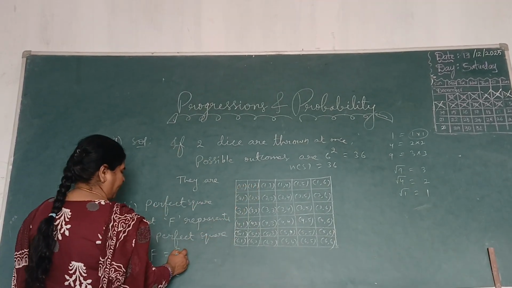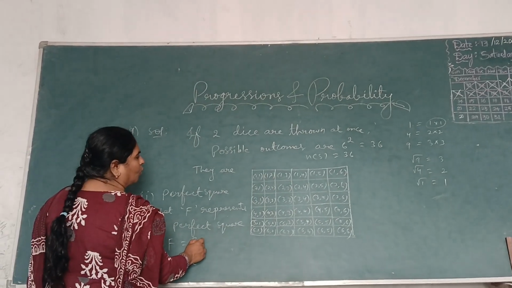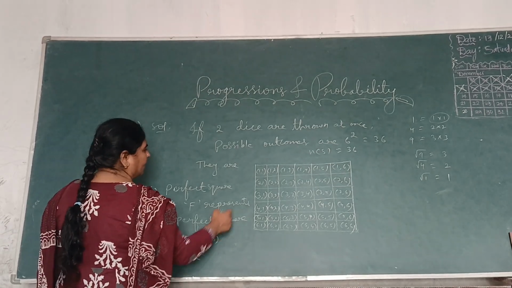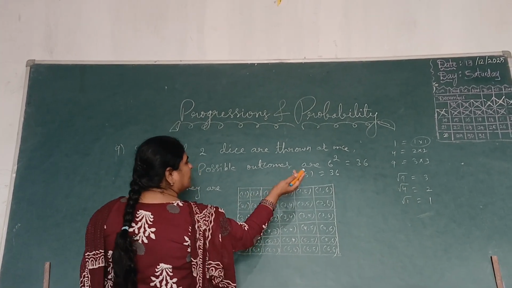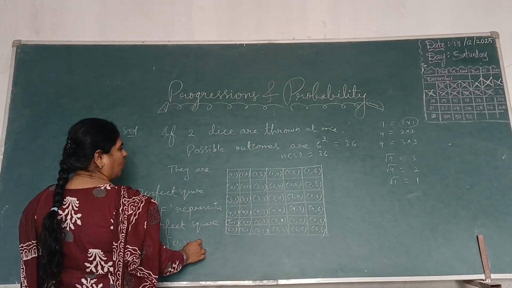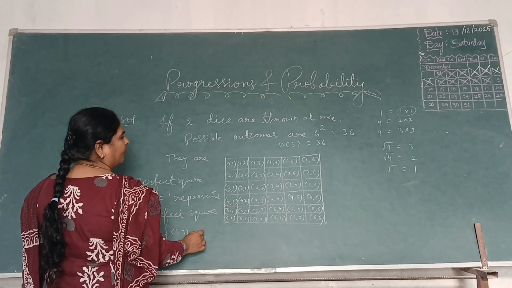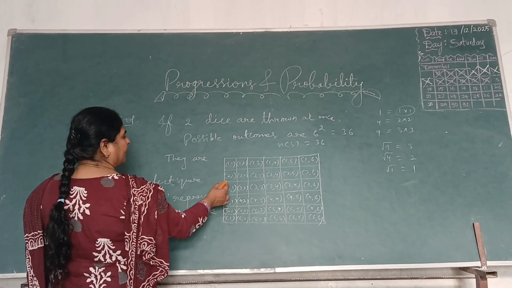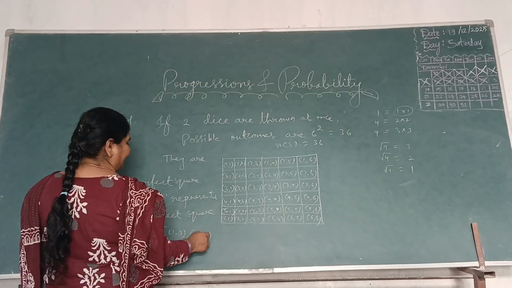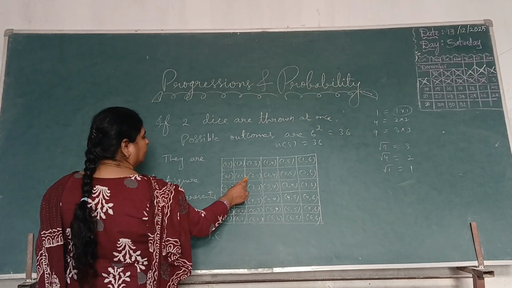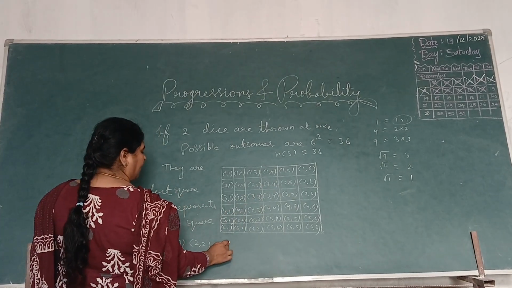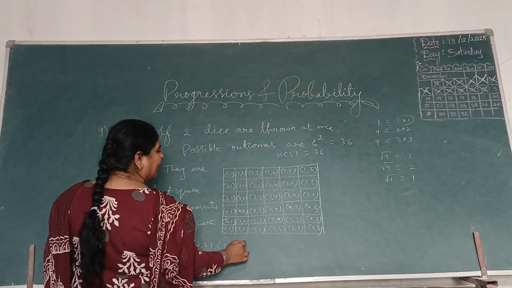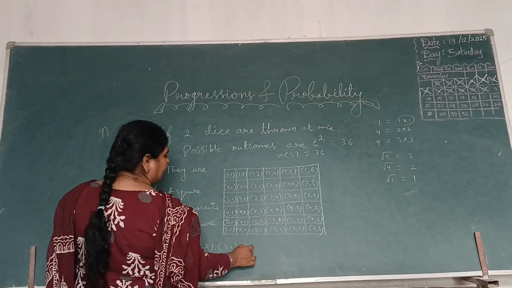1, 1? No, we are not getting. 1, 2? No. 1, 3. 1 plus 3 is 4. 4 is a perfect square. Next. 1, 4, 1, 5, 1, 6 no. 2, 2, very good. Next. 3, 6. 3, 1. 3, 6, very good.